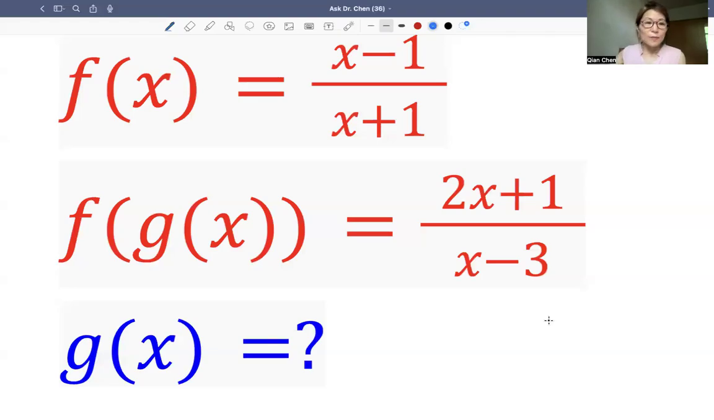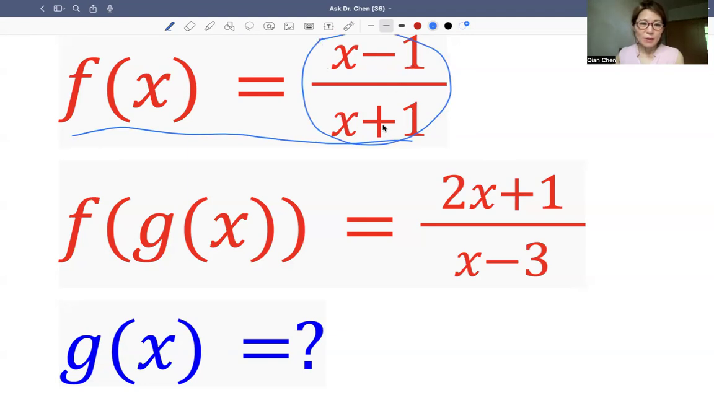Okay, let's see this question. We're given function f defined as the numerator is a rational expression, right? This is a rational expression. As input -1 divided by input +1.